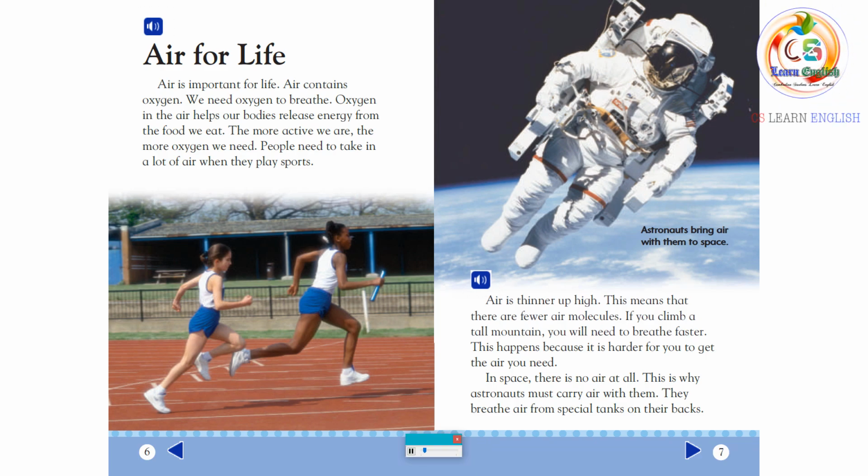Air is thinner up high. This means that there are fewer air molecules. If you climb a tall mountain, you will need to breathe faster. This happens because it is harder for you to get the air you need. In space, there is no air at all. This is why astronauts must carry air with them. They breathe air from special tanks on their backs.